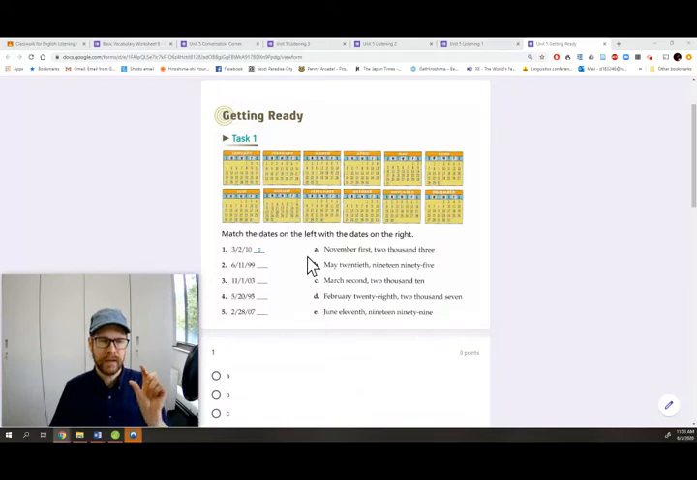In the UK, the day and the month are switched. So if this was the UK, it would be 2, 3, 10. But this is the American style. So first you have the month, then you have the day, then you have the year. But in the UK, it's day, month, year. So just be aware that there's those two different systems in different countries.